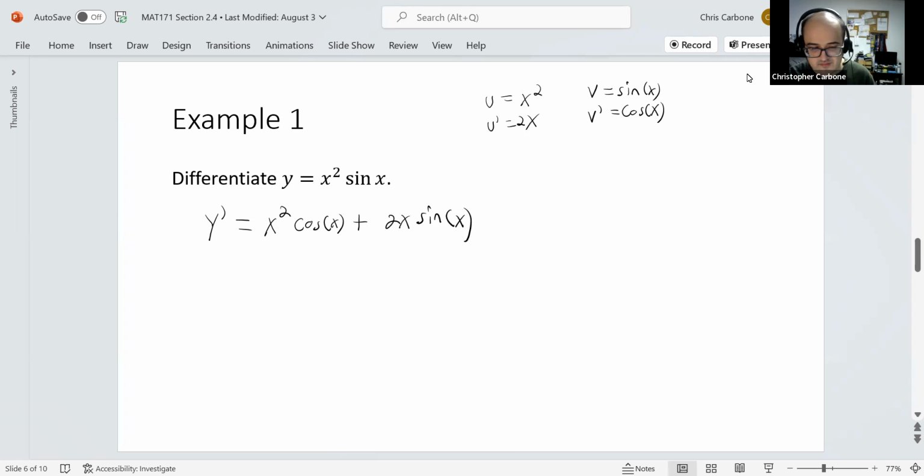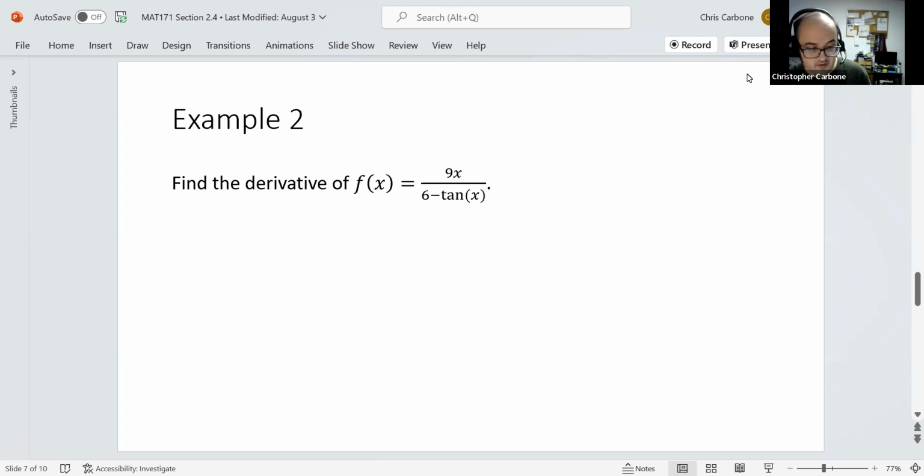The second example, I'm going to find the derivative of f of x is equal to 9x divided by 6 minus the tangent of x. So if we let u here be 9x, the derivative of u is just 9. If you let v be 6 minus the tangent of x, the derivative of v would be negative secant squared of x.